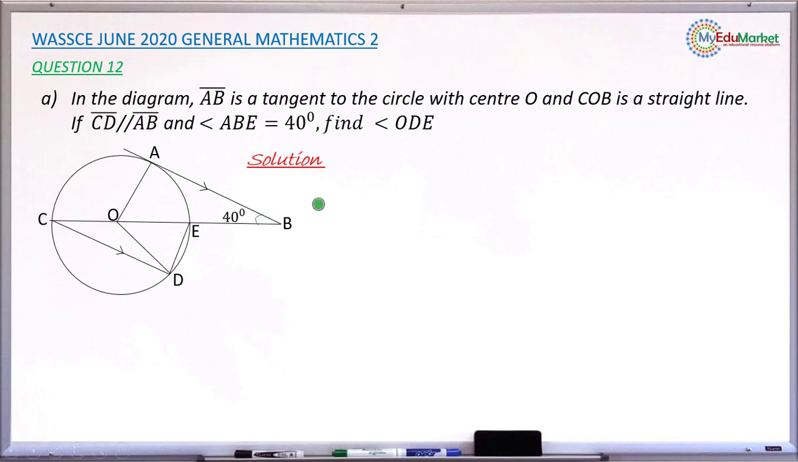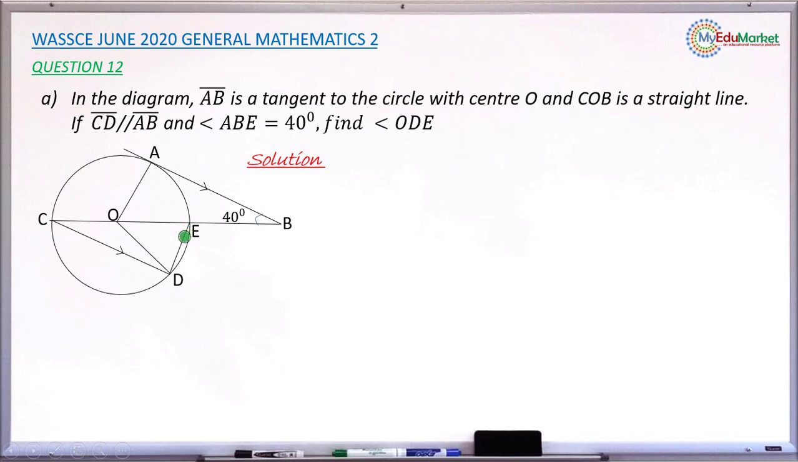Solution to the problem. Usually, you cannot find the angle you are asked to find directly. You have to have some other angles that will enable you to find that angle ODE. So looking at the drawing, we have this angle 40 degrees, angle ABE, and line AB parallel to line CD. This is the only information that we can see exactly from this drawing. So looking at this drawing critically, what angles do you have to find so that in the end it will lead you to find angle ODE?